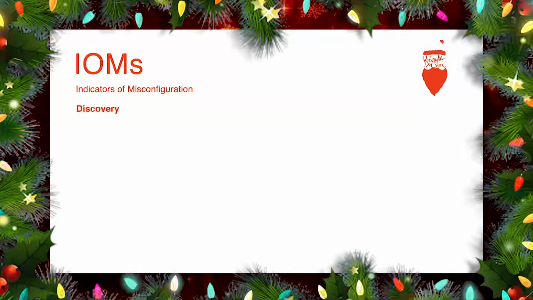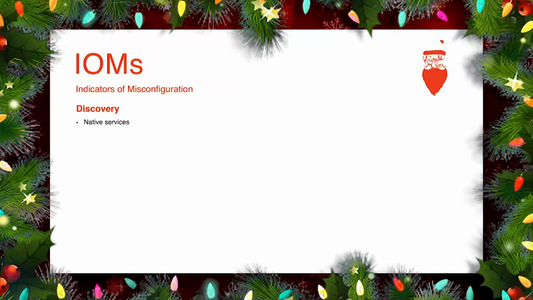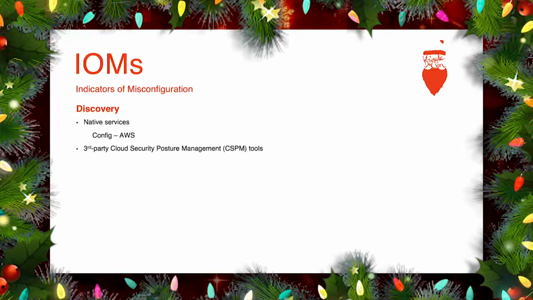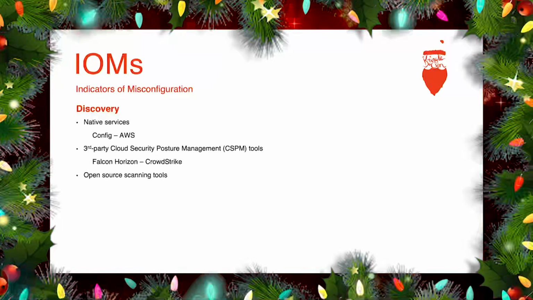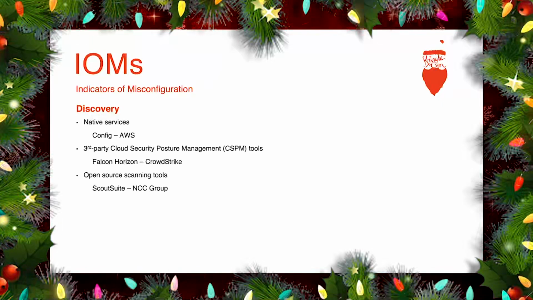So for discovery of IOMs in an environment, there's a few different ways to do it. You could do it natively in AWS through something like AWS Config. There are third-party tools like CSPM tools such as Falcon Horizon by CrowdStrike. There are open source scanning tools as well, such as Scout Suite by NCC Group.